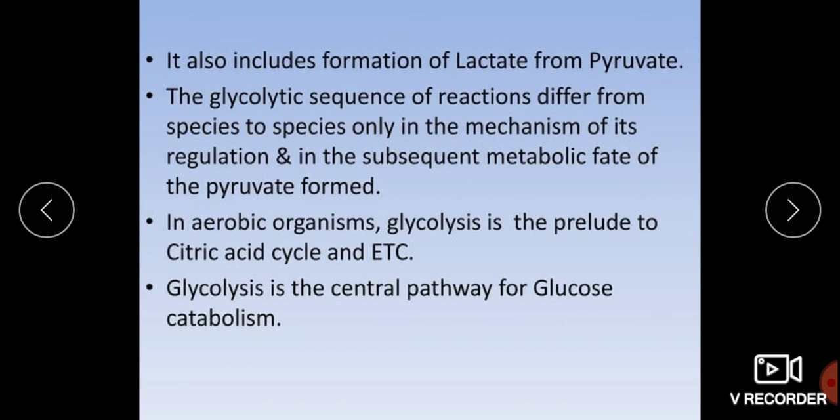In aerobic organisms, glycolysis occurs in the cytoplasm, and after glycolysis it is a prelude to the citric acid cycle and so on. That means glycolysis is a central pathway for glucose catabolism.